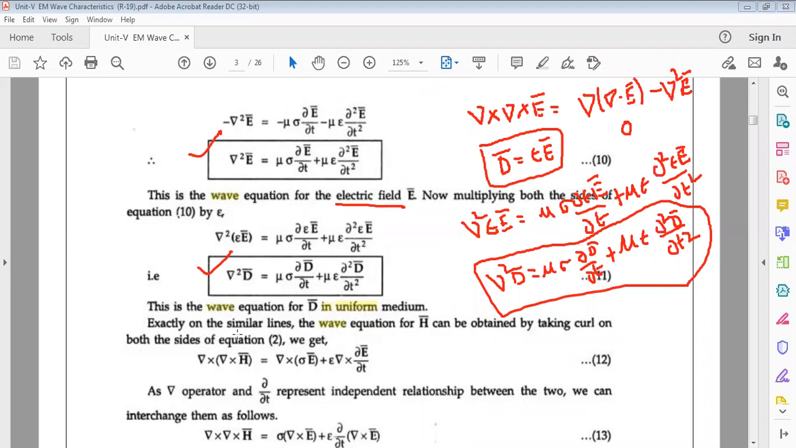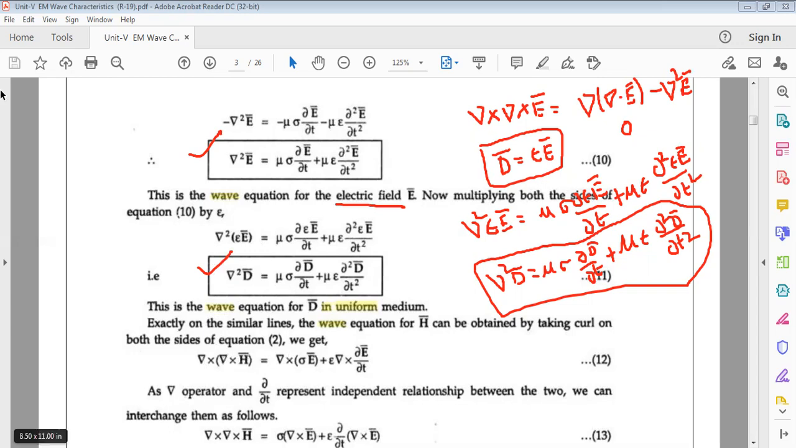Okay. Exactly on similar lines, the wave equation for H bar can be obtained by taking the curl on both sides of equation 2. Previously, to get the wave equation for the electric field and the wave equation for the electric flux, we took equation 1. Now we can take equation 2, the modified Ampere circuit law.